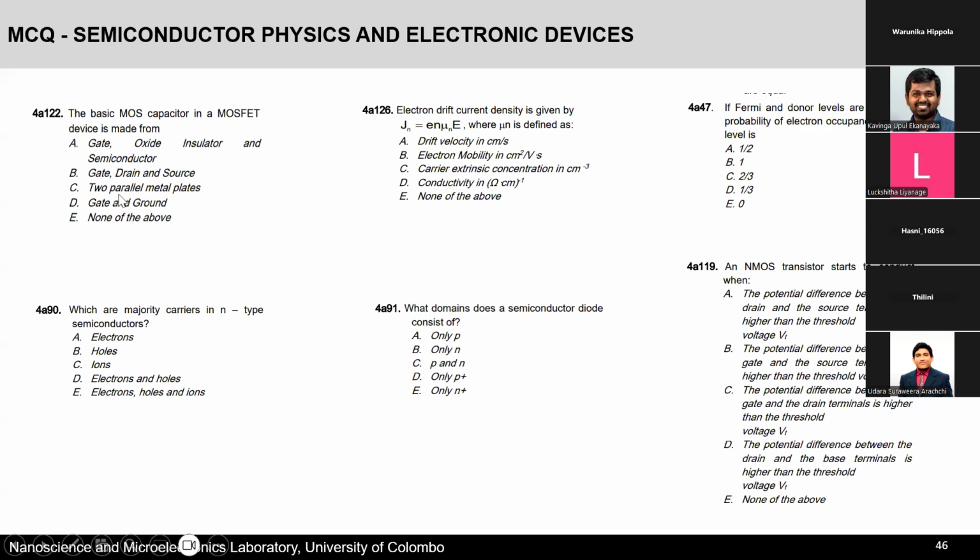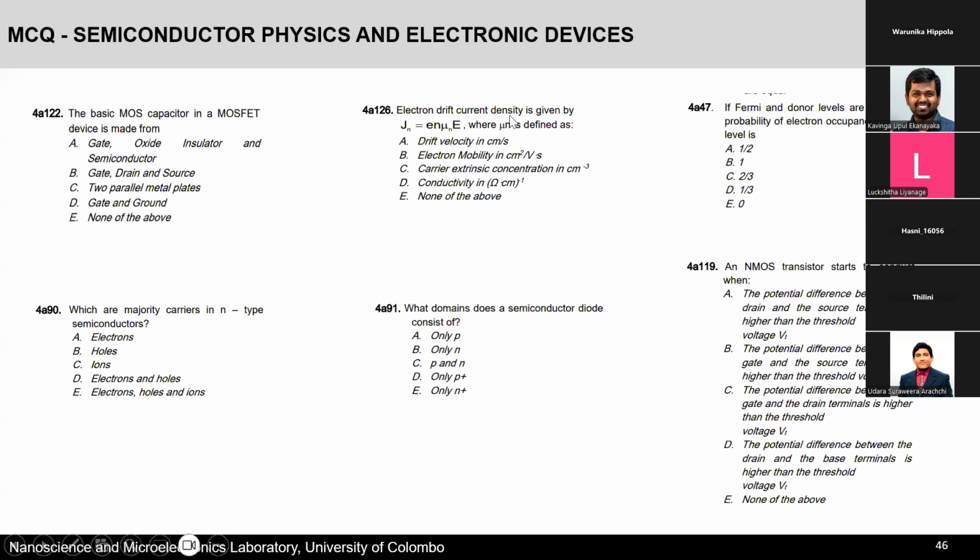Can someone answer if you have been listening to the lecture? So it should be the gate, oxide insulator, and the semiconductor, right? MOS capacitor is metal oxide semiconductor, right? And then what are majority carriers in N-type semiconductors? Majority carriers are going to be electrons. And what domains does a semiconductor diode consist of? It has P and N, right?